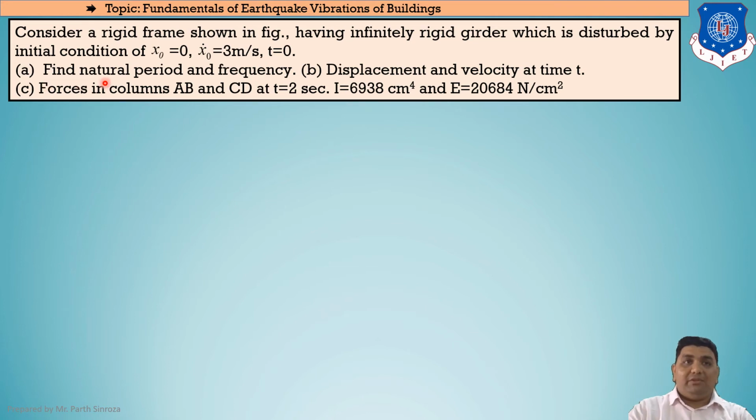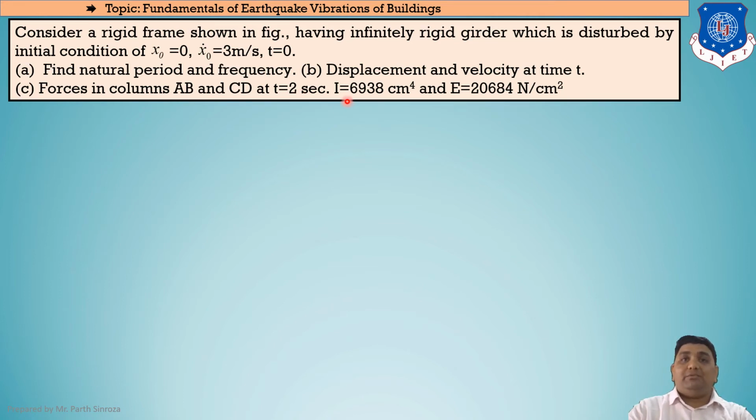The first thing we need to find is natural period and frequency, that is f and T. Second, we need to find displacement and velocity at time t. In the previous case, it was asked to be found out at time t equal to 1. Here we need to find at time t equal to t. And the third, that is a new portion in here, is we need to find the forces in columns AB and CD at t equal to 2 seconds. This is something new that we will be discussing later on.